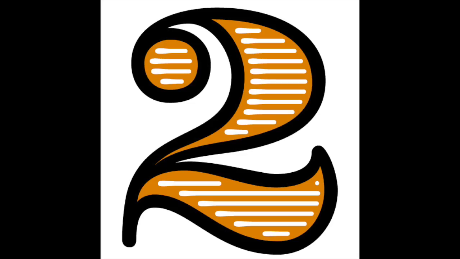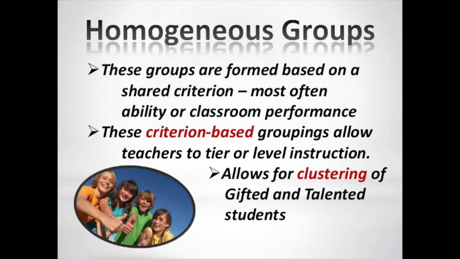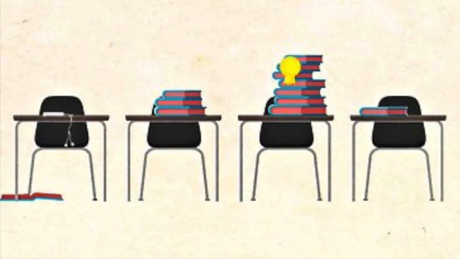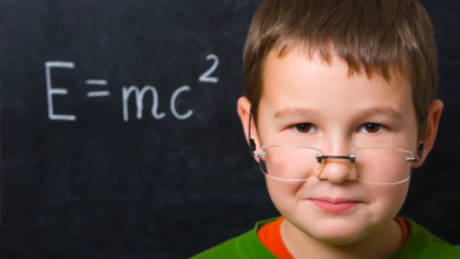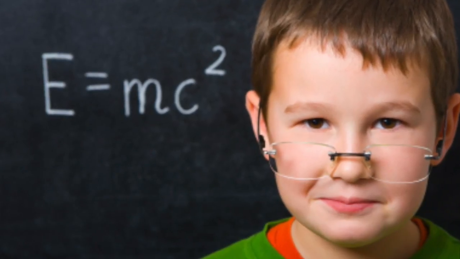There are three types of student groupings: homogeneous, heterogeneous, and flexible ability grouping. The first type of grouping is homogeneous grouping, also known as tracking or ability grouping. This type of grouping is assigning a student to classes or a group based on academic ability and achievement. These types of groups are usually formed based on a certain criteria and allows for grouping of gifted and talented students. Powell talks about the many arguments for and against this type of grouping.